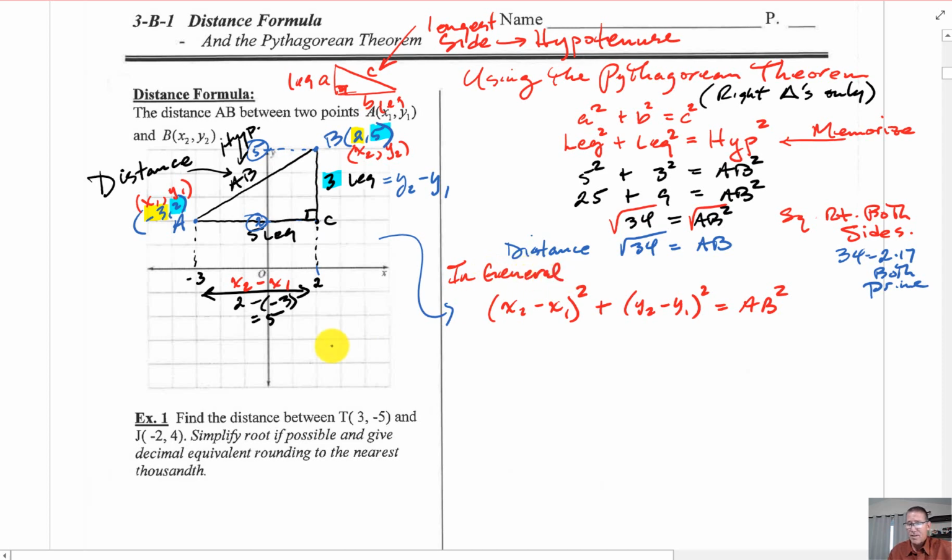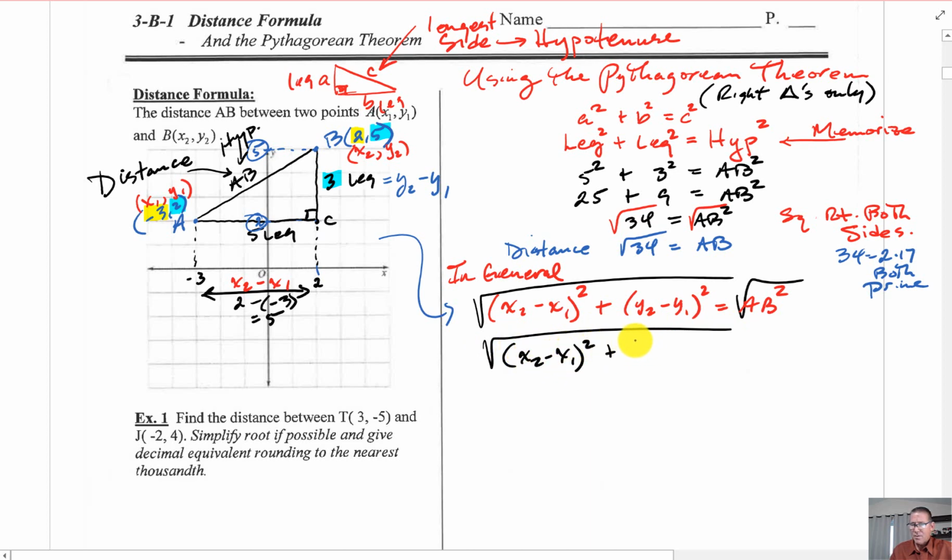I'm developing the distance formula now. Then you square root both sides, and you get this fancy formula here. You get the square root of (x2 minus x1) squared plus (y2 minus y1) squared is equal to AB. And this, my friends, is the famous distance formula.